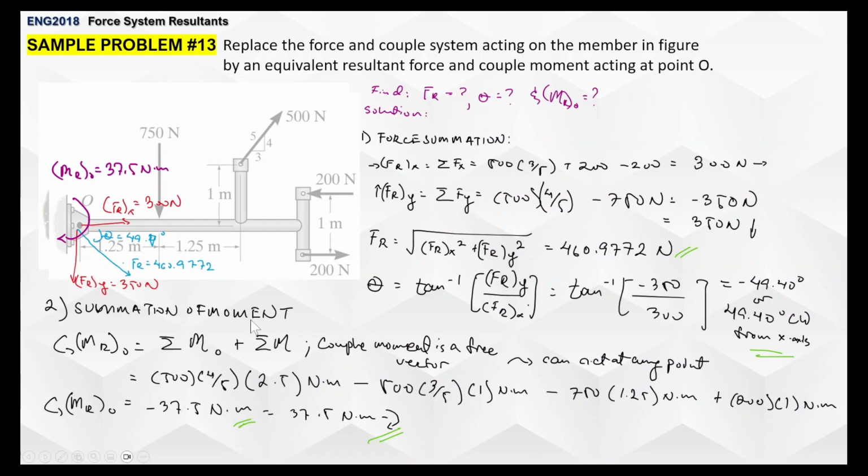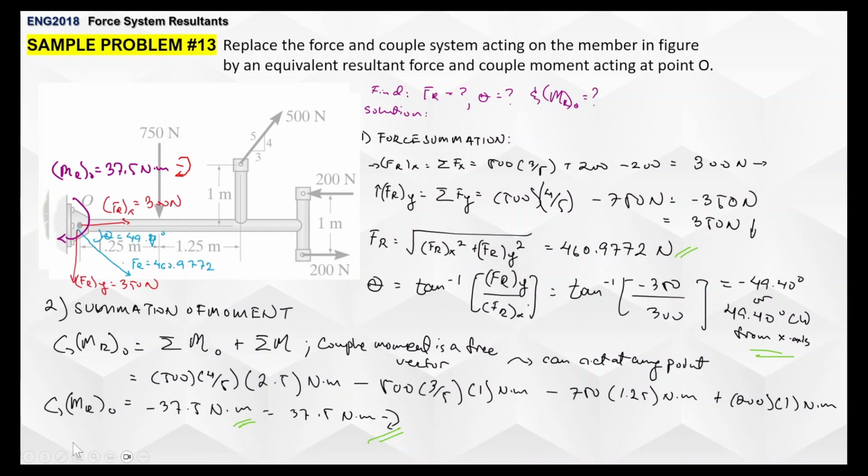Don't forget the negative symbol here. There we go. I think I wasn't able to animate it anyway. Okay, just don't forget that. Okay. So we've solved two dimensions here.